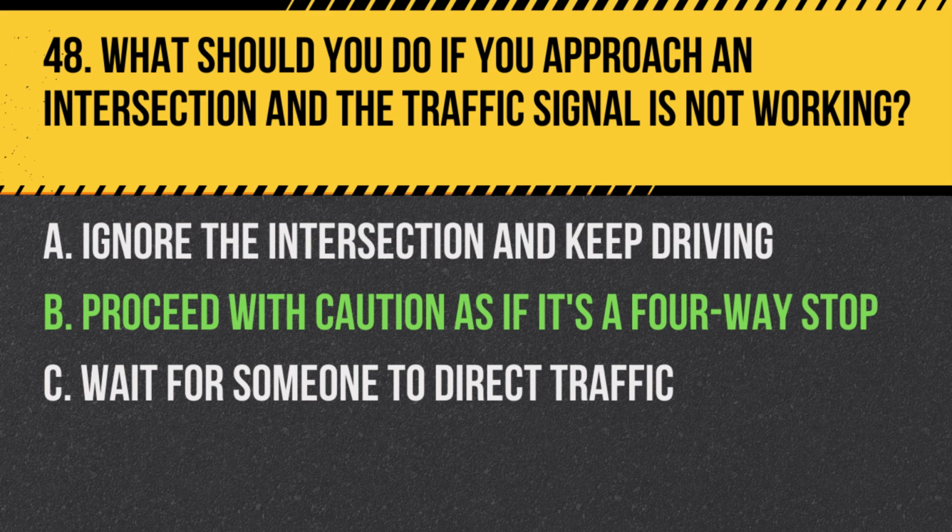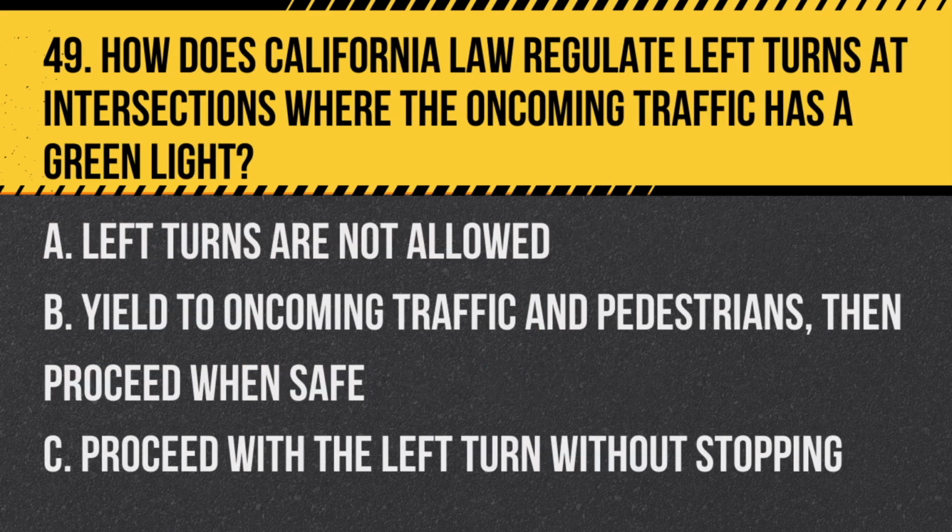Answer: B. Proceed with caution as if it's a four-way stop. If the traffic signal at an intersection is not working, treat it as a four-way stop and proceed with caution. Question 49. How does California law regulate left turns at intersections where the oncoming traffic has a green light?